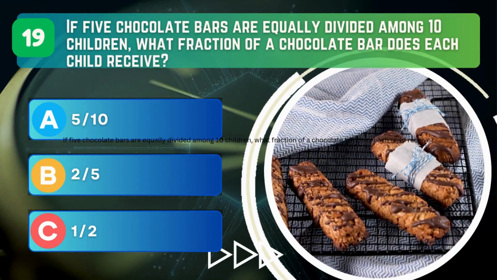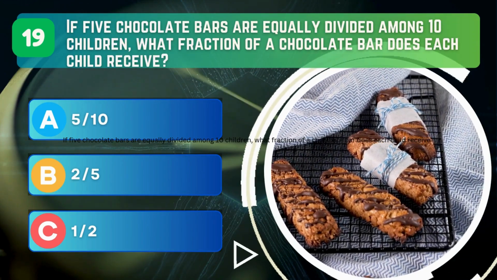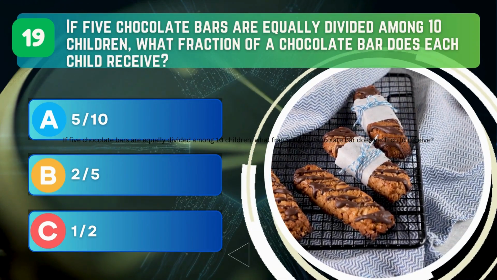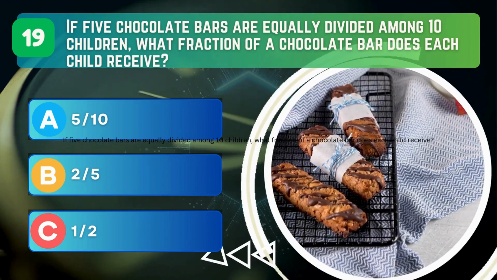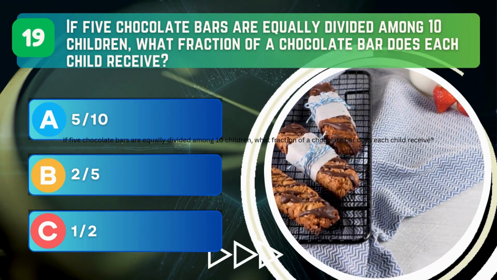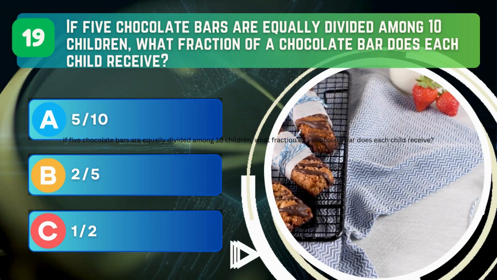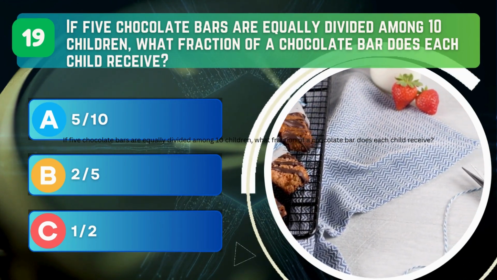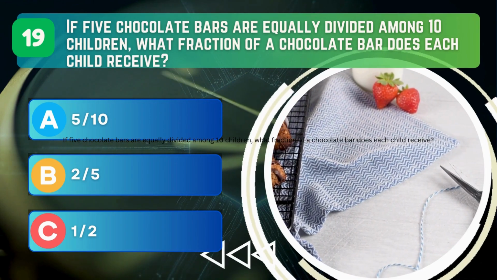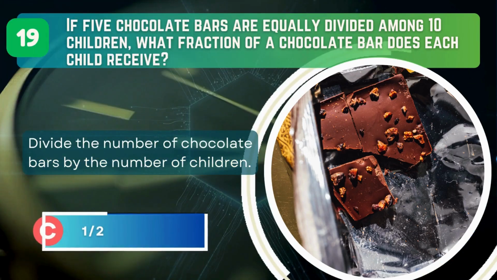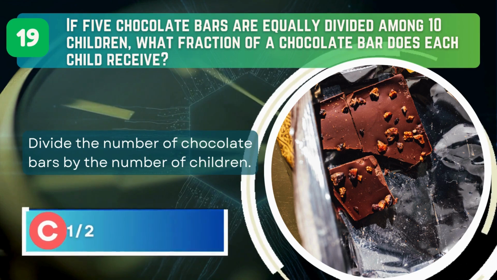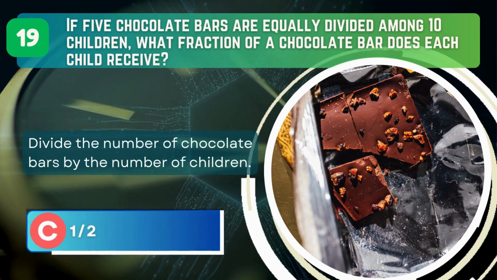If 5 chocolate bars are equally divided among 10 children, what fraction of a chocolate bar does each child receive? One-half. Divide the number of chocolate bars by the number of children.